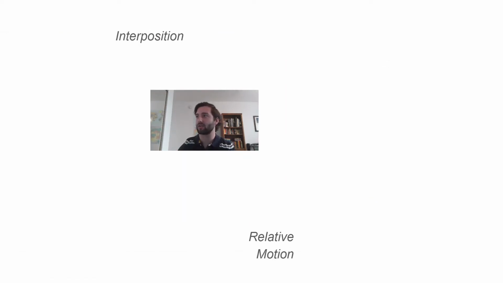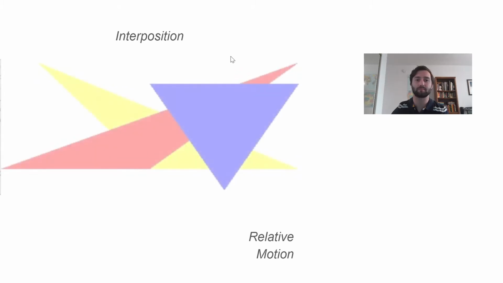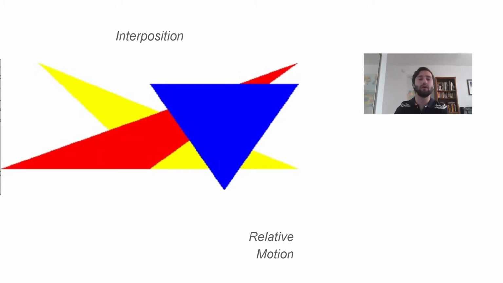Our last section here, so our last two. Our first one here is what is called interposition. Interposition. So when you look at this image, I could ask you which of these shapes is on top or nearest to us, however you want to think of it.